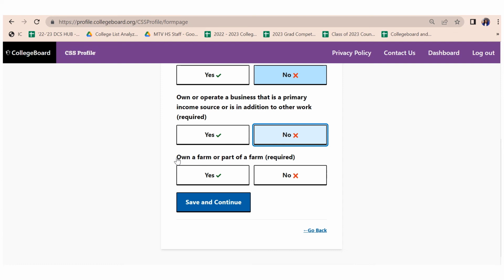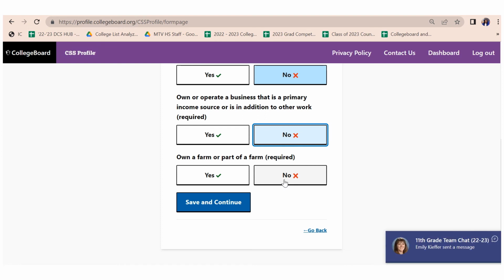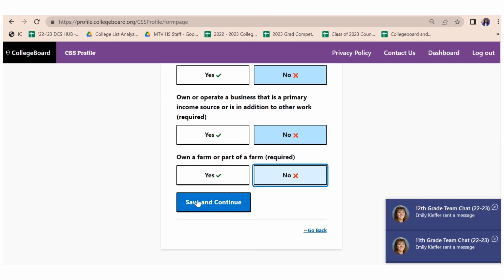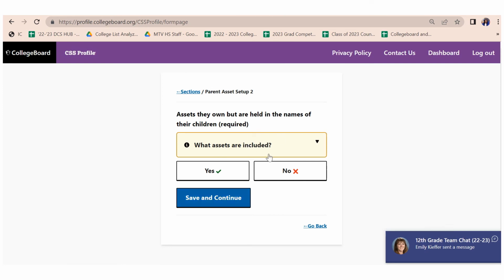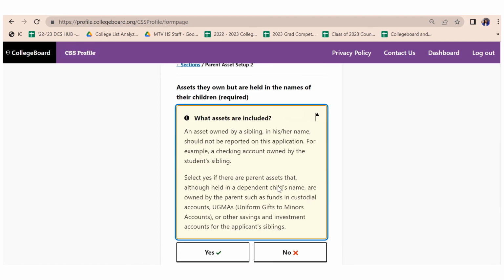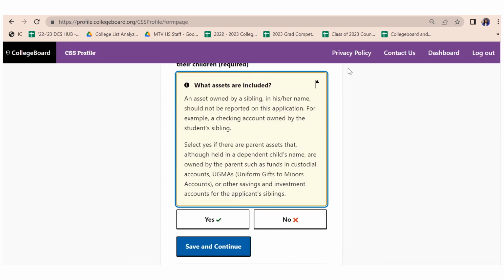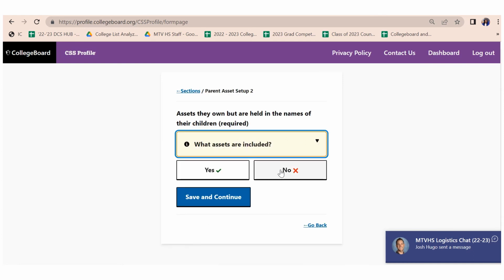And similarly to a farm, most people will select no for this question also. Because again, it is dependent on how many people are working there and things like that. If you have questions about that, please speak with your college counselor. Then this is going to ask, do you have any assets that are under the student's name? So for most people, we will put no, but again, you can see what type of assets that is speaking to. Most people will put no, and we will click Save and Continue.